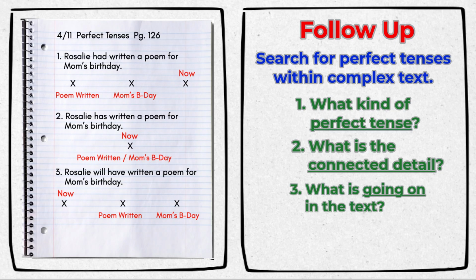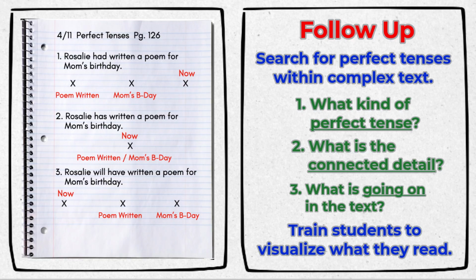Our 6th grade literature series has a unit where we're required to train the students to visualize what they're reading. I challenge you to do this activity and not visualize what's happening in the text. Finding perfect tenses in difficult text is a great way to help students visualize what they're reading. Do this activity enough times and seeing text come to life starts becoming a habit.